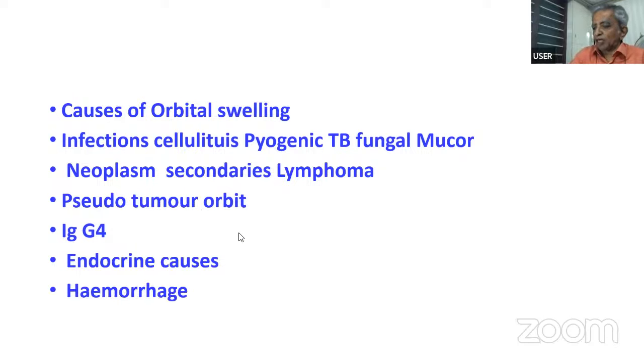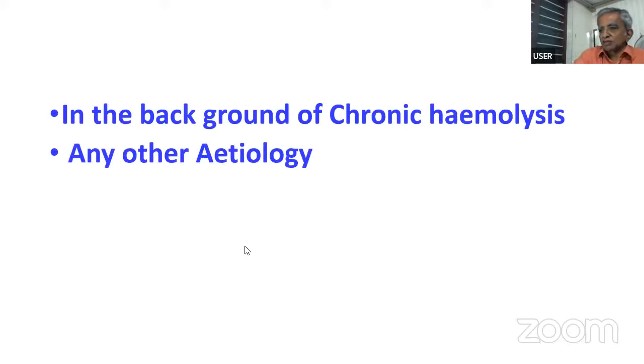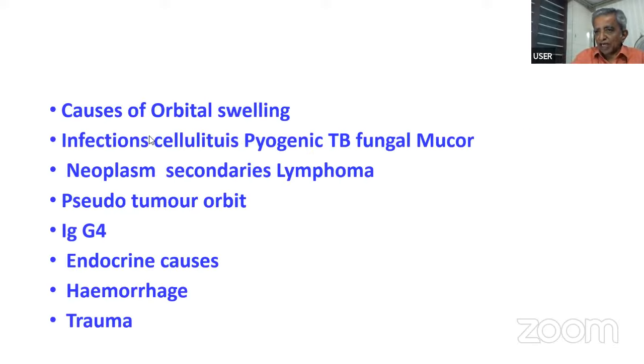Now, bleeding into the orbit also can produce proptosis. So we are talking about orbital swelling. If there is a hemorrhage, there will be bluish discoloration. Nothing was there, only some enlargement. There is no trauma. So none of these apply to this patient. In the background of chronic hemolysis, any other etiology you can think of? Infection, cellulitis, none of them are there. No neoplasm, no pseudotumor, none of them are there.